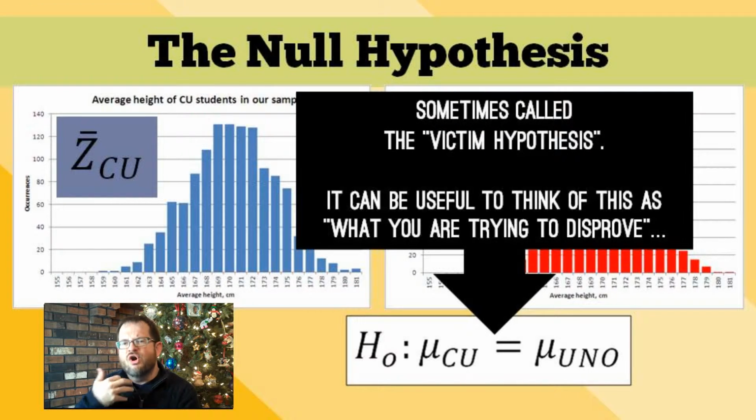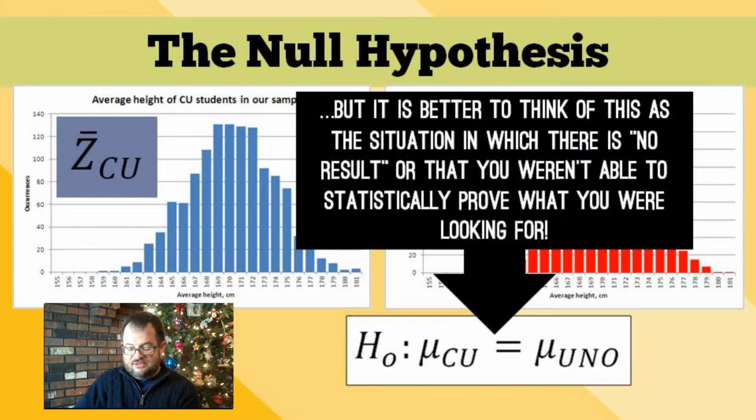But this idea of this null hypothesis, an older term for the same thing, would be the victim hypothesis. It's kind of awkward terminology today, but it's kind of a useful thing. It can be useful to think of this as being like what you're trying to disprove. Okay, you're a scientist, or you're an engineer. You're not approaching this with some agenda. But think of this as like, well, if my Creighton students and my UNO students have the same height, that's not intrinsically interesting compared to if one group is taller than the other.